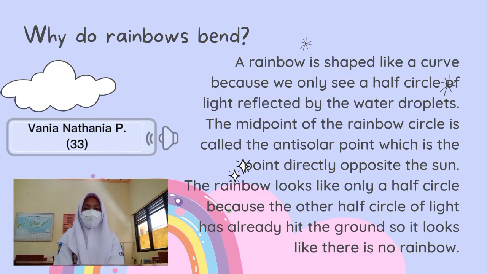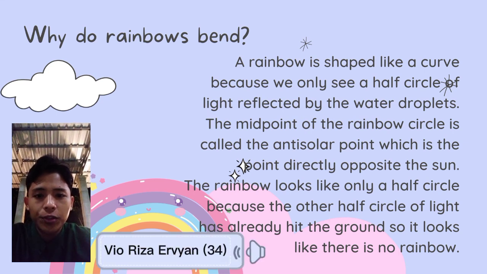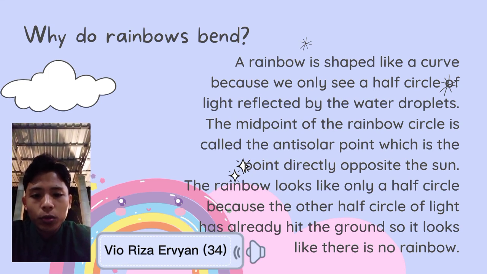Why do rainbows bend? A rainbow is shaped like a curve because we only see a half circle of light reflected by the water droplets. The midpoint of the rainbow circle is called the antisolar point, which is the point directly opposite the sun. The rainbow looks like only a half circle because the other half circle of light has already hit the ground, so it looks like there is no rainbow.